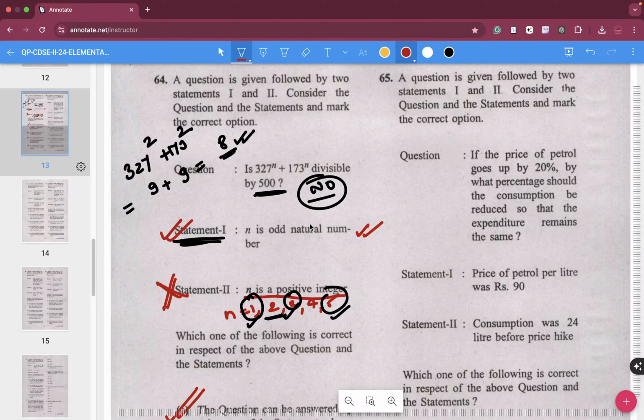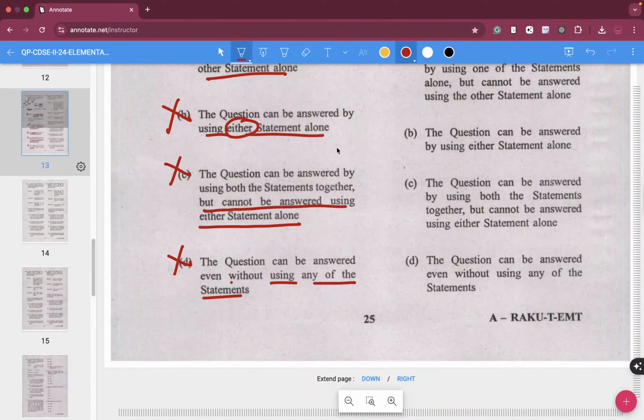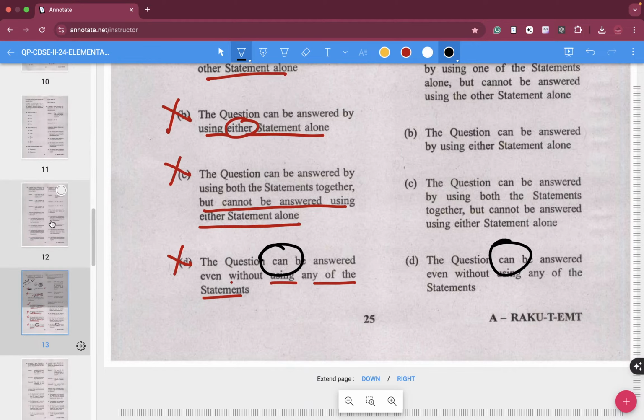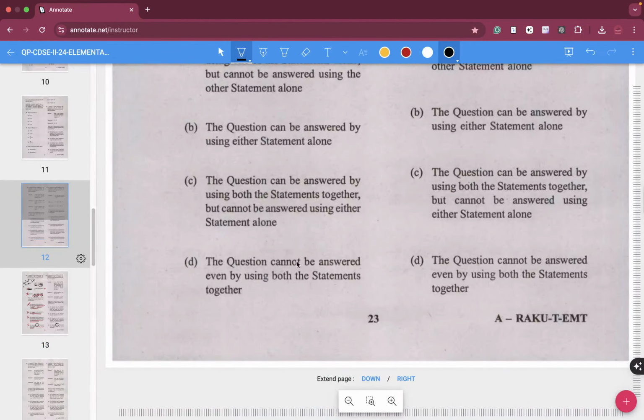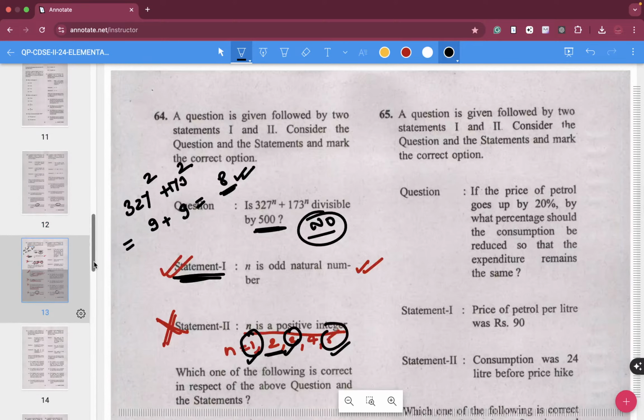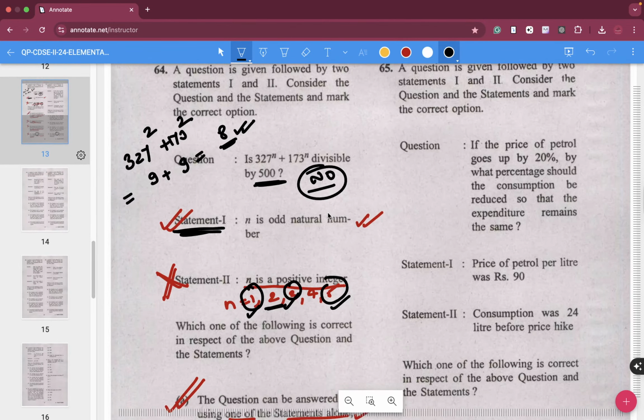How about this particular question, question number 65? What do you guys think? Read that. Why did I tell you to read it carefully? You see in option D over here, they are saying can, and if you look at the previous question, the D option is having cannot. So it is always very important for you to read the questions very carefully, folks.